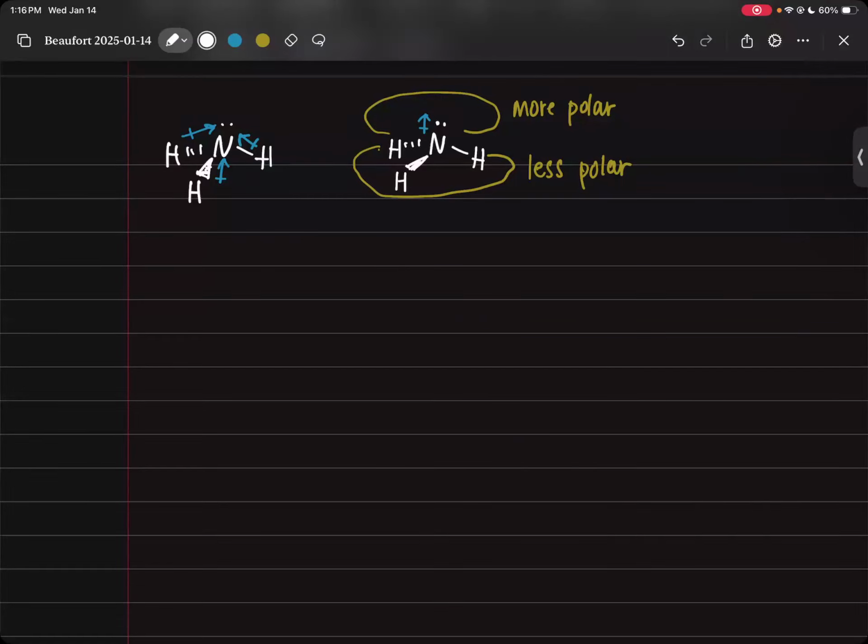So this whole one side of the molecule is more polar, one side of the molecule is less polar. That doesn't necessarily affect the molecule itself, but if you've got multiple molecules, like multiple ammonia molecules, you've got one side is more polar, one side is less polar, and now we're starting to see some intermolecular forces come into play.